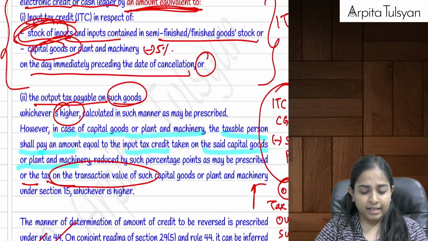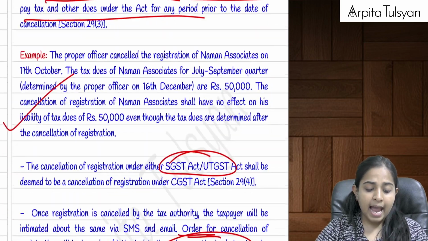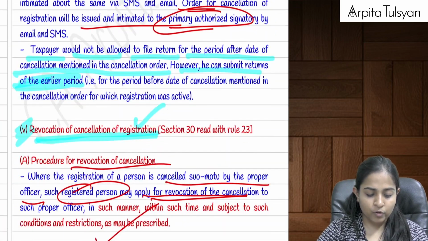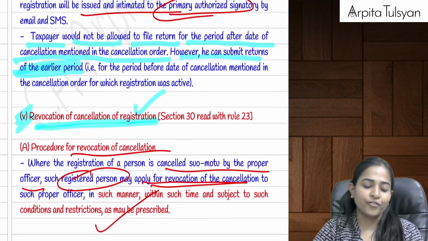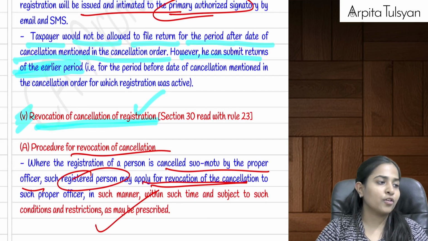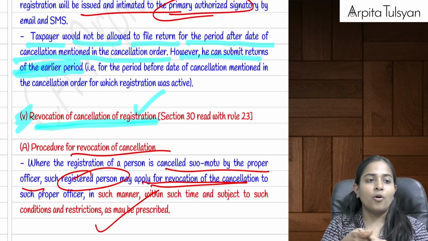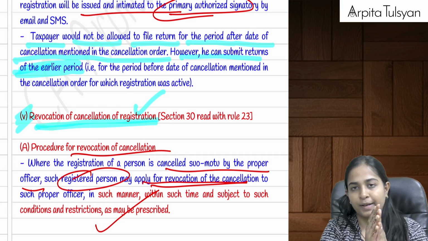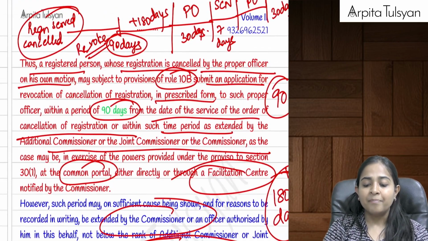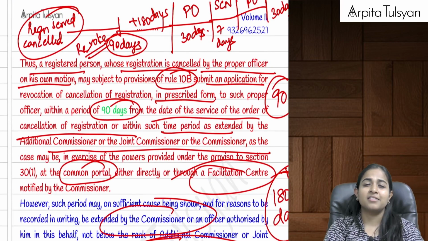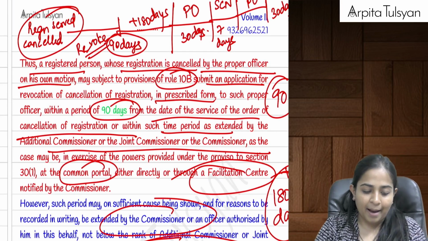Yes. Okay, then the ITC point etc. we have already discussed, that is applicable in both the cases. And the next point is section number 30, which talks about revocation of cancellation of registration. Revocation of cancellation of registration means what? The department had passed the order for cancellation, either from a particular date or with retrospective effect, doesn't matter. We still have the option, we can still go and make an application to the proper officer that, sir, please revoke my cancellation application.